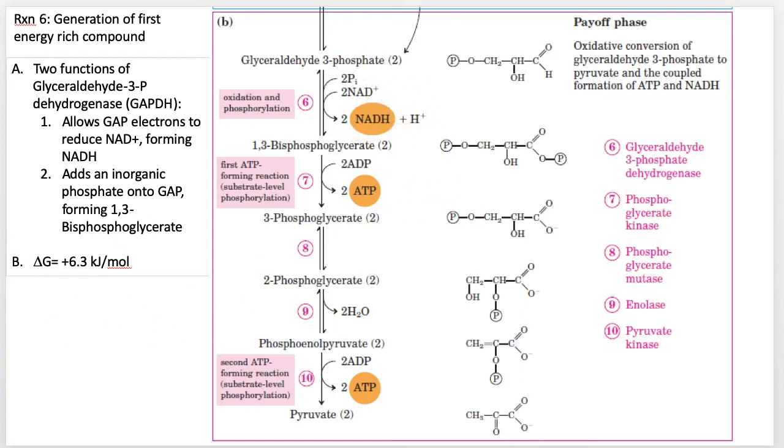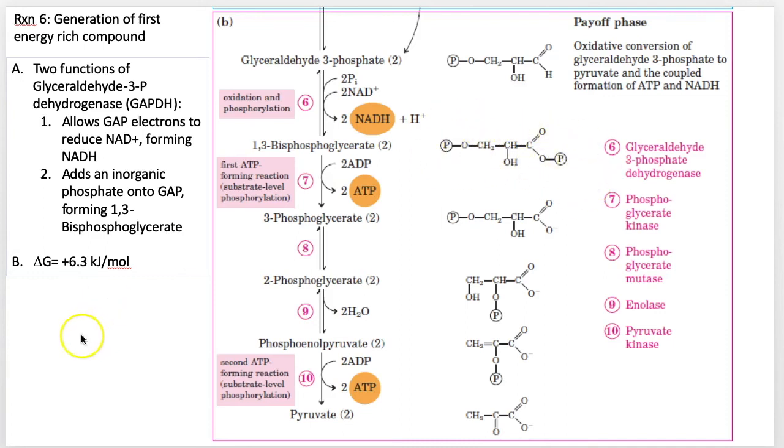Pretty sweet. But the other thing it's going to do is add another phosphate. So you can see here we've got our GAP. We're going to take our GAP and tack on another phosphate right here. Now I already had 1 from earlier, so now I have 2 on each of these. And remember there are 2 of these molecules, so I have 1, 2, and then the other 1, 3, 4.